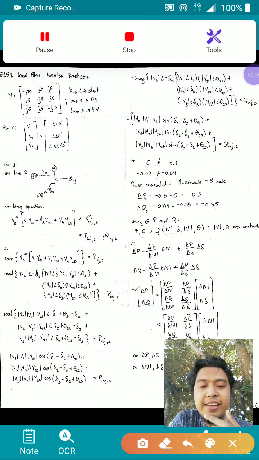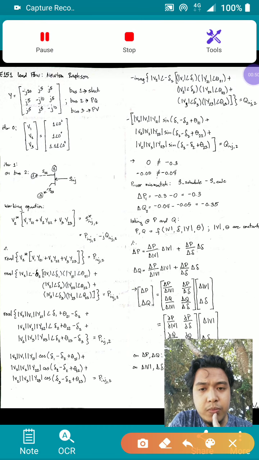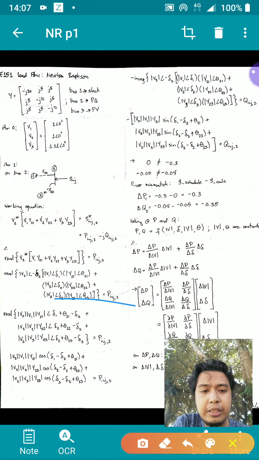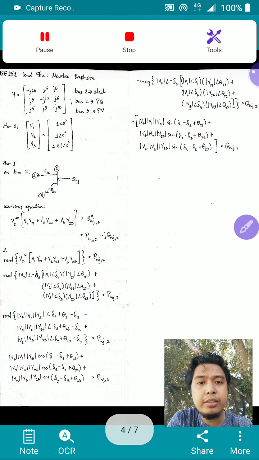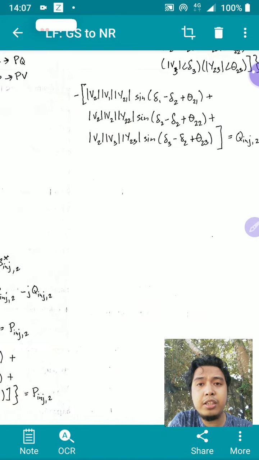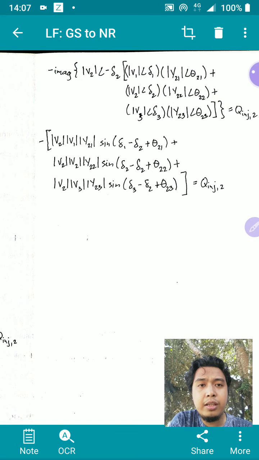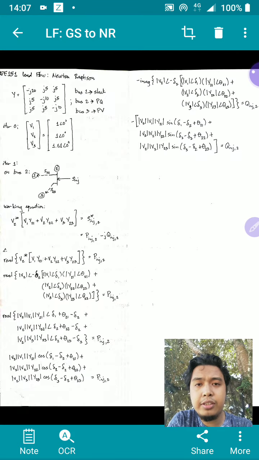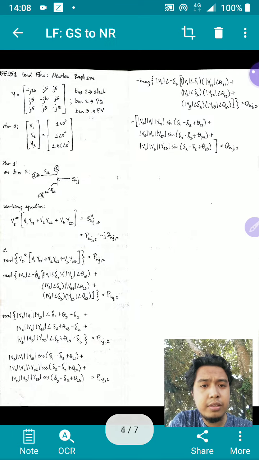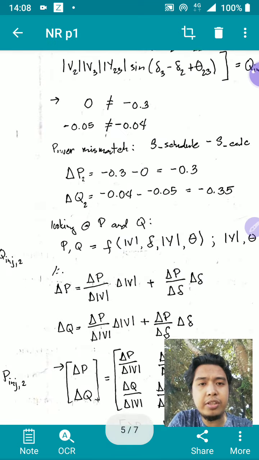Sorry, there was a cut. Anyways, okay. So let's go back to the solution. Where am I? Here. So I ended up with these power equations, this P and Q. So let's proceed to Newton Raphson. This is where I ended.